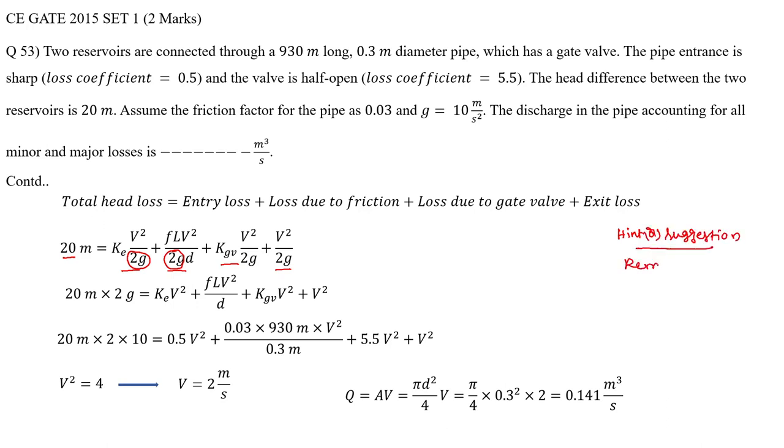Remember 2 into g value directly, which is 2 into 9.81, which is how much? 19.62. Okay, this value you should always remember.